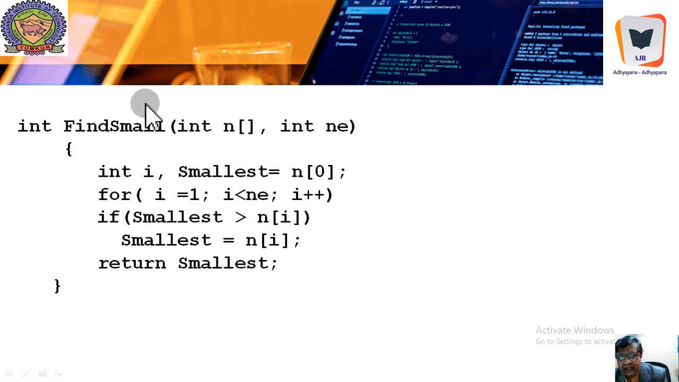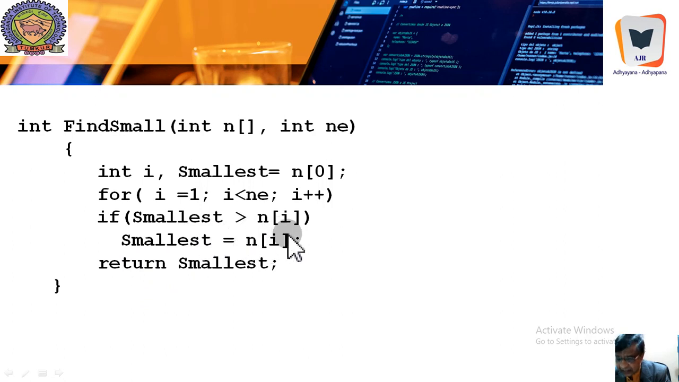Anyway, integer find small, of course this is the converse of that. Integer smallest equal to n of 0. The first one itself is assumed to be the smallest element, and this will start from 1 and go up to the last element. The last element should be in the n minus 1th position, because the first element would have occupied the 0th position. So if there are 10 elements, the 10th element will be in the 9th cell.